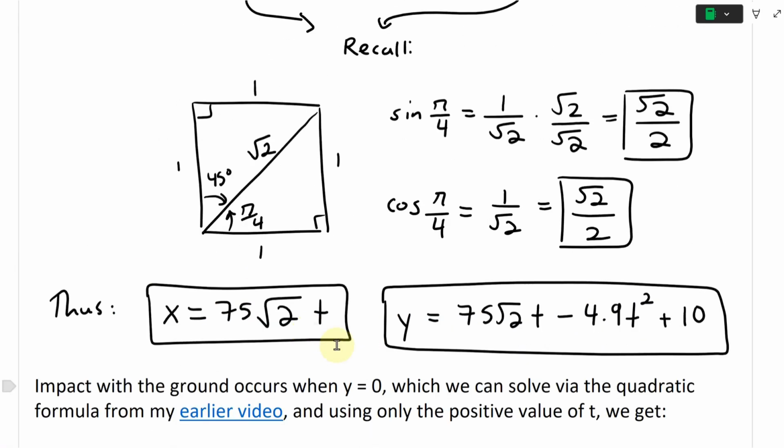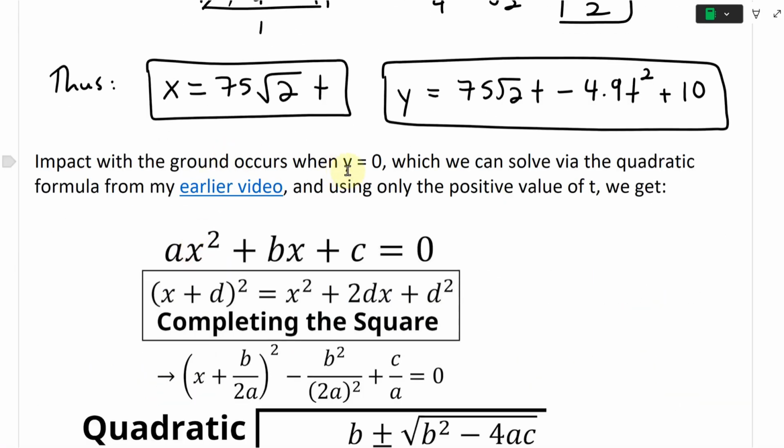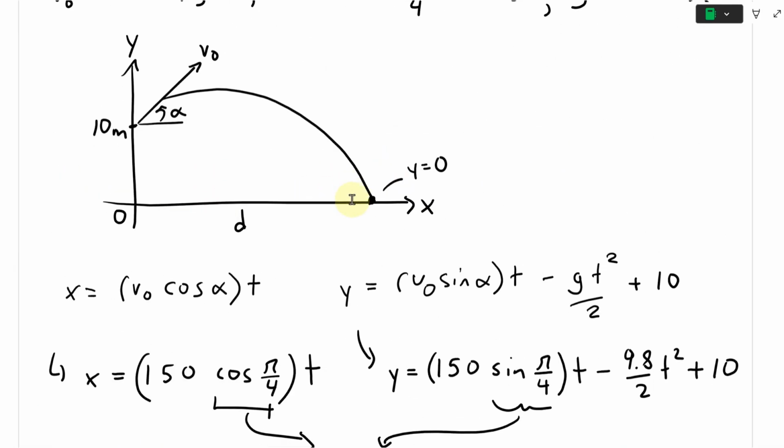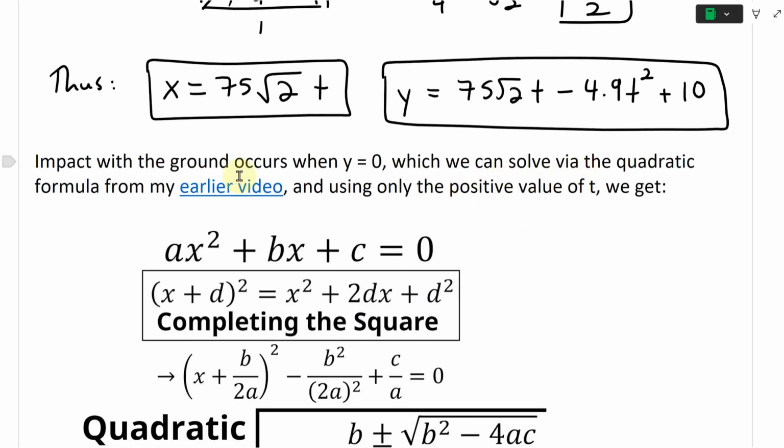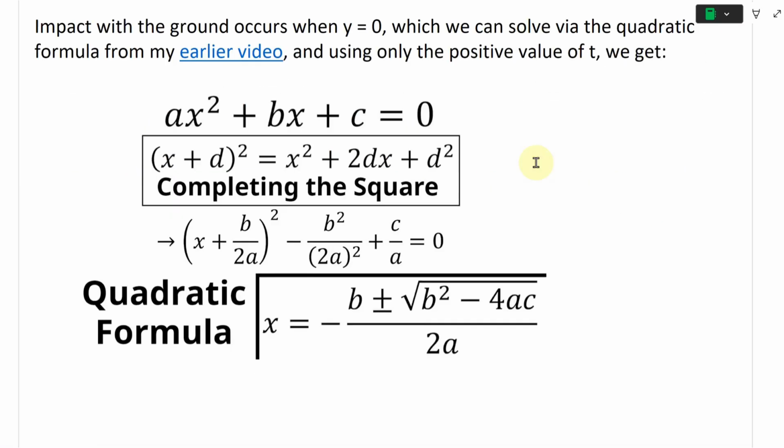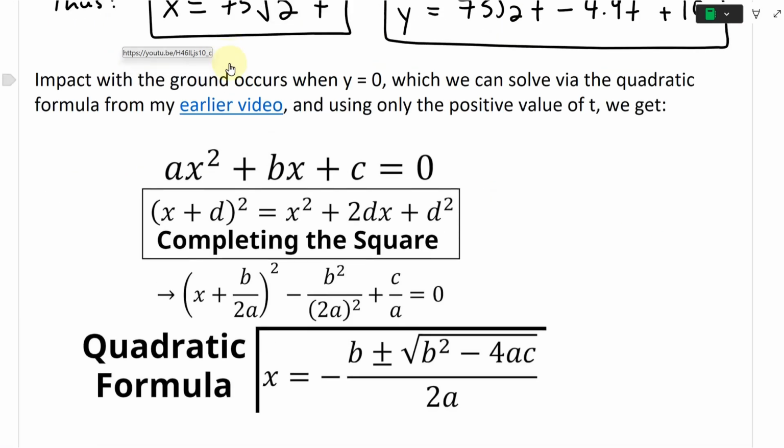All right, so going further, impact on the ground occurs when y equals 0, as I drew over there. We can solve that via the quadratic formula from my earlier video, using only the positive value of t. Here's a recall from my earlier video, there's a link to it, and there it is, the proof. I basically use completing the square.